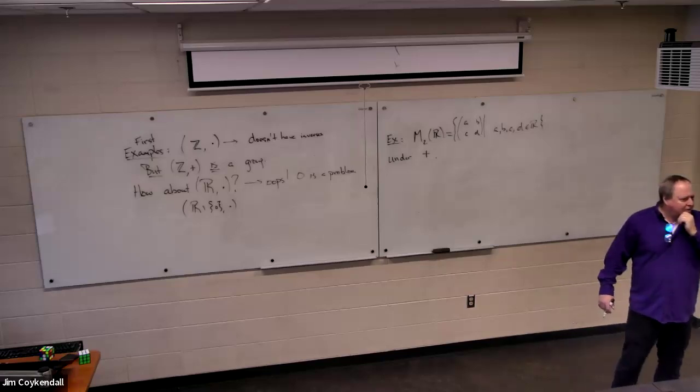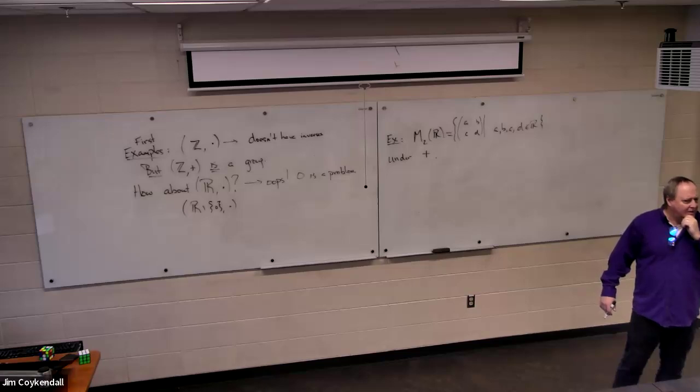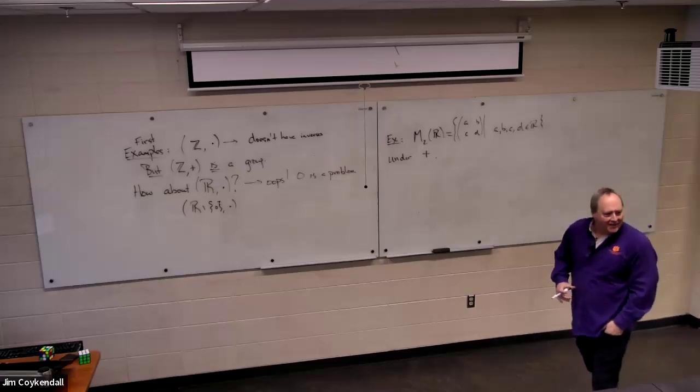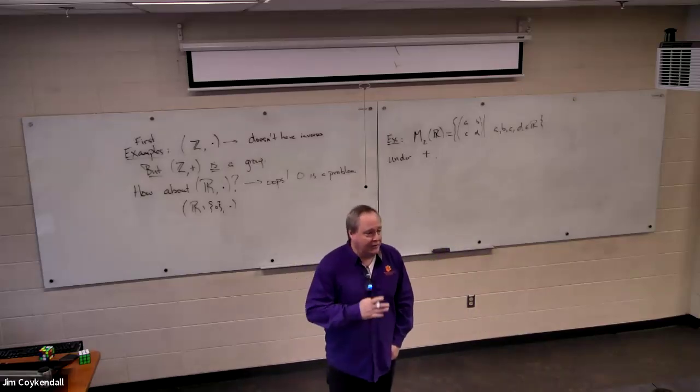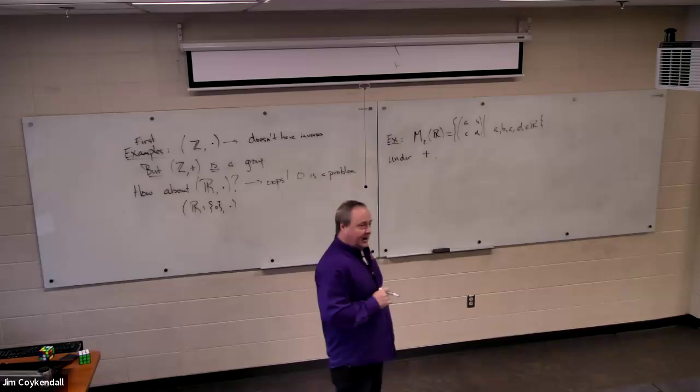Everybody agree with that? Okay. What two by two matrices have inverses? Can anybody determine the answer? They have an inverse if the determinant is not 0. Do I agree with that? So let's try this.